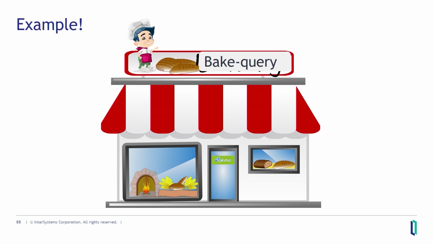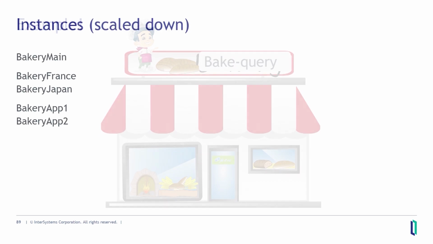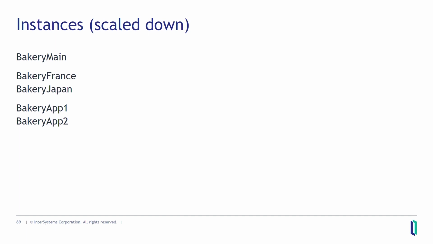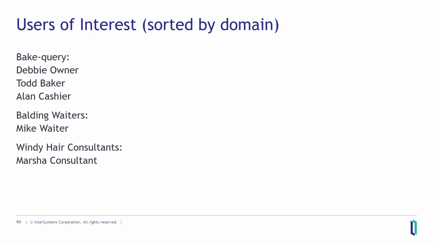So let's take a look at this in action. Going back to our bakery example, we've scaled this down a little bit. Instead of the multitude of instances you saw there, we're going to have 5 instances: a bakery main instance, a bakery France instance, a bakery Japan instance, which we're going to group together, and 2 app servers, bakery app 1 and bakery app 2. We're going to have these users sorted by domain. Again, they're in different domains. We're going to have Debbie owner, Todd baker, and Alan cashier in the Bakery domain, the Balding waiters domain is going to have Mike waiter, and the Windy Heller consultants domain is going to have Marcia consultant.